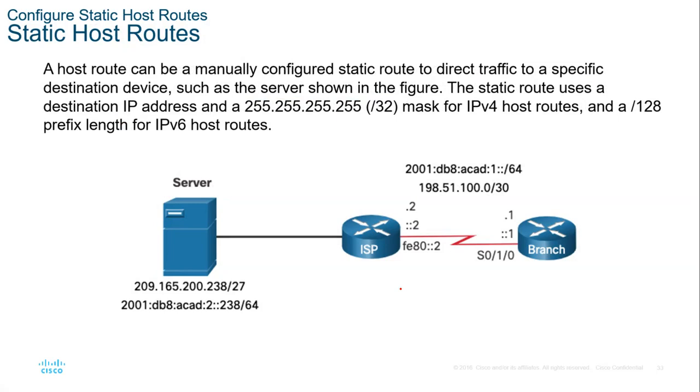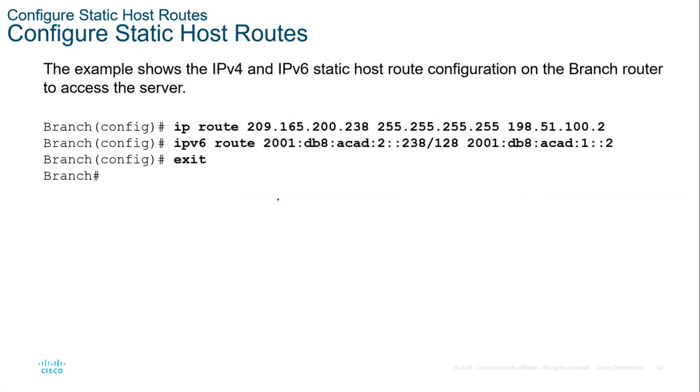Static host route: the host route can be manually configured as a static route to direct traffic to a specific destination device, such as the server shown in the figure. The static route uses the destination IP address with a 32 mask for IPv4, and for IPv6 a 128 prefix length. Here we have the static host route: ip route, then the address.